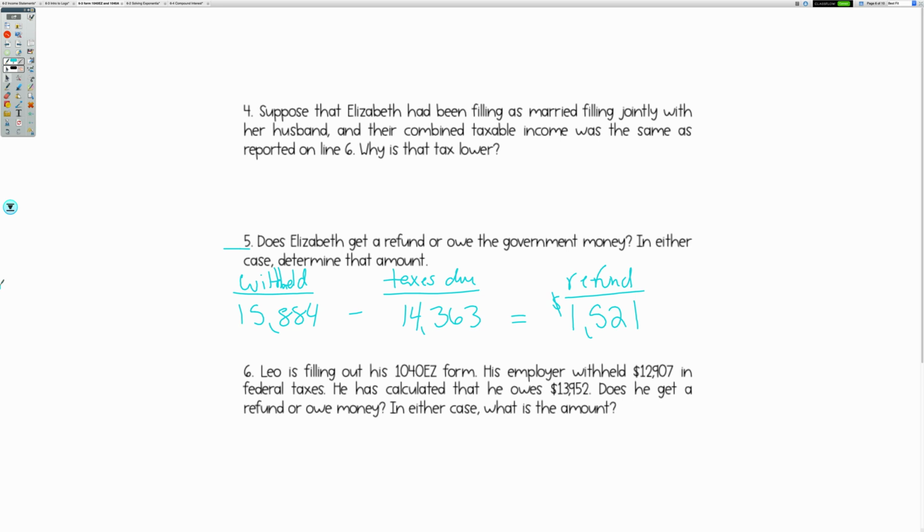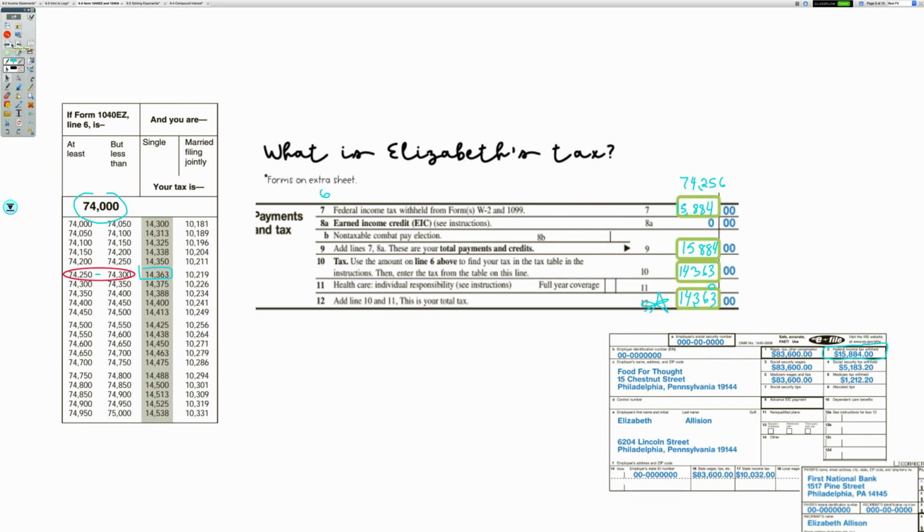All right, skip number 4. So let's go back to number 4. Suppose that Elizabeth had been filing as married, filing jointly with her husband, and their combined taxable income was the same as reported in line 6. Why is the tax lower? So this is talking about, we looked at her as single, but look if it was married filing jointly. So what they would have to pay is less.